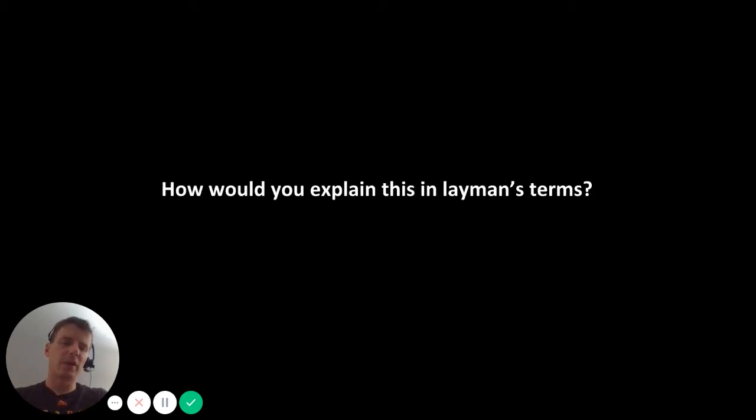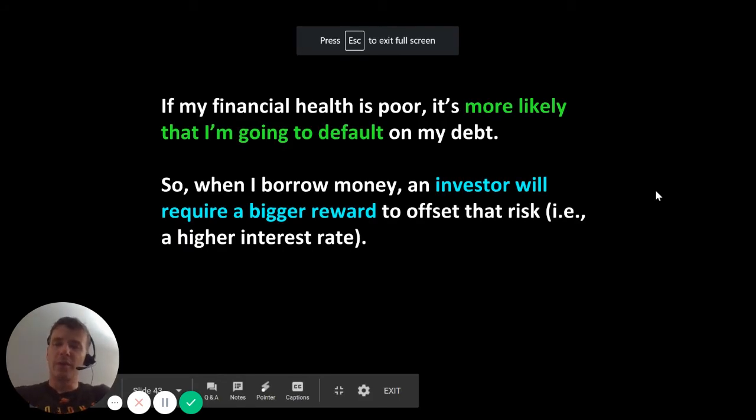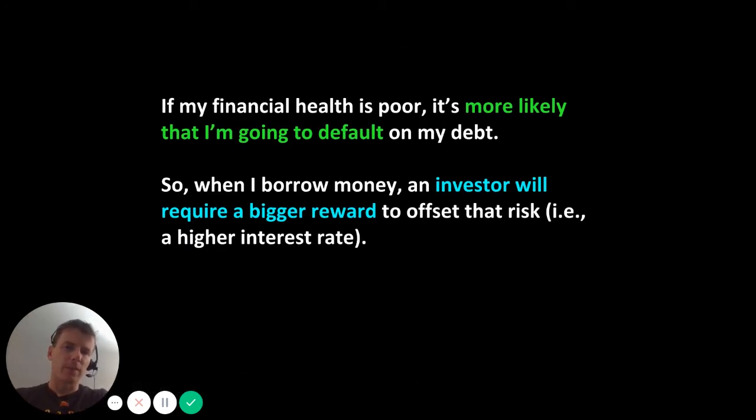So how would we explain this in layman's terms, the relationship between financial health, credit rating, and interest rates? Essentially, what it means is that if my financial health is poor, it's more likely that I'm going to default on my debt. So when I borrow money, an investor is going to require a bigger reward to offset that risk. In other words, they're going to want a higher interest rate and charge me a higher interest rate when I borrow money. So that's the connection between financial health, which if it's poor, I will be labeled with a lower credit rating. And a lower credit rating means I'll get a higher interest rate on the money that I borrow.